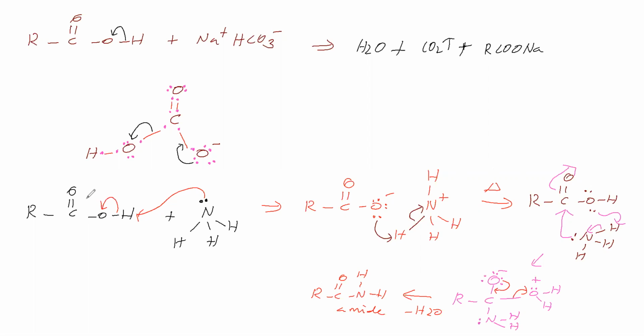So carboxylic acid on treating with ammonia, an acid-base reaction takes place. It is acid, it is base. So we are getting ammonium carboxylate. On heating, we are getting amide by losing water. It loses water and gives amide. So carboxylic acid with ammonia on heating gives acid amide. We can say it is amide.